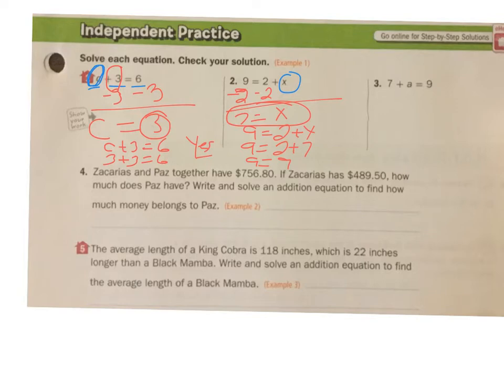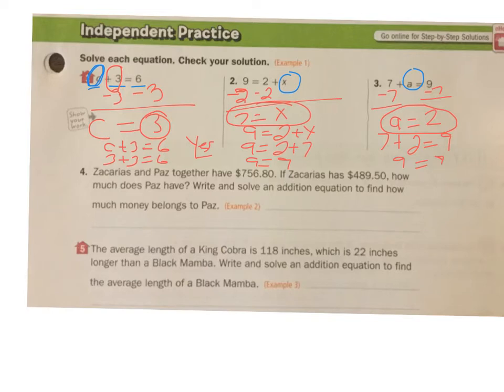Next one. I see I have a variable, and the variable is a, and I want to get a all by itself. Then I'll know exactly what a is. So I have 7 over here on the same side as a. I want to get rid of that 7. But if I do it on one side, I got to do the exact same on the other because I want to keep it fair and equal. So I get rid of that, leaves me with a equals 9 minus 7 is 2. So if a is 2, then it should be 7 plus 2 equals 9. 7 plus 2 is 9 equals 9. It all works out. a equals 2. Okay?